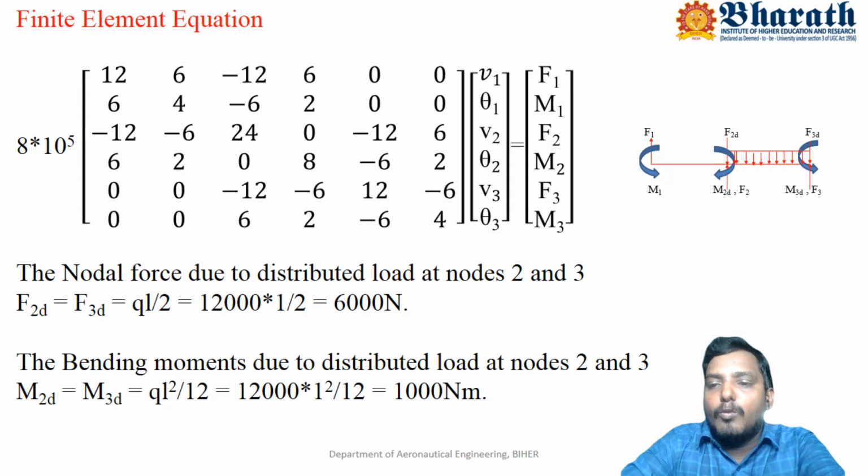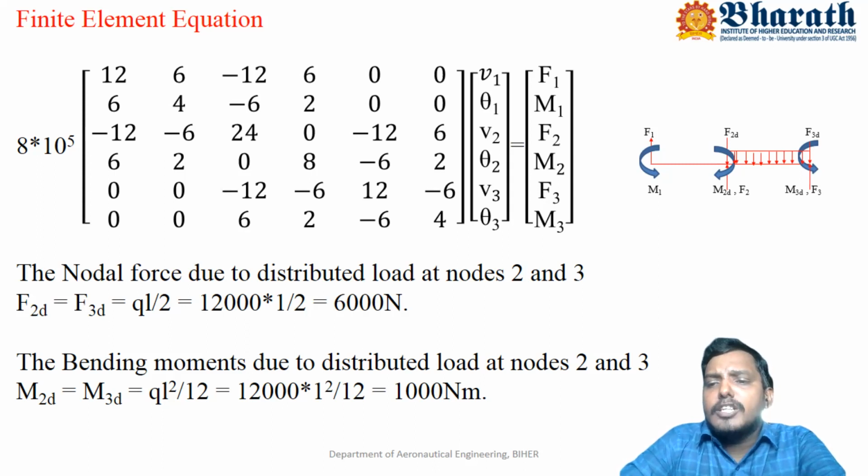This vertically downward distributed load will create a clockwise moment at location number 2, then an anti-clockwise moment at location number 3. Therefore, we assume the clockwise moment has a negative sign and the anti-clockwise moment has a positive sign. What is the bending moment due to distributed load? For nodes 2 and 3, the formula is QL square by 12, where Q is the uniformly distributed load. That means 12,000 Newton into 1 meter, then divide by 12, we get 1000 Newton meter. The 1000 Newton meter bending moment due to distributed load at nodal location 2 is minus 1000 Newton meter because it is a clockwise moment.